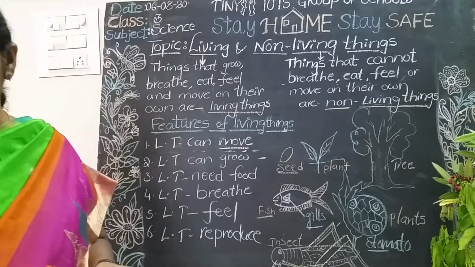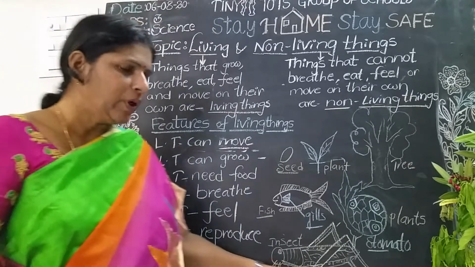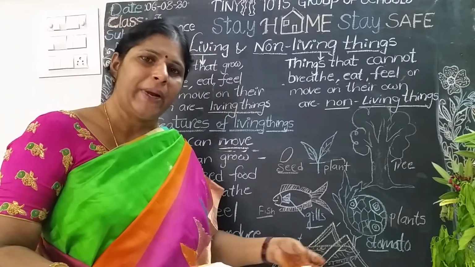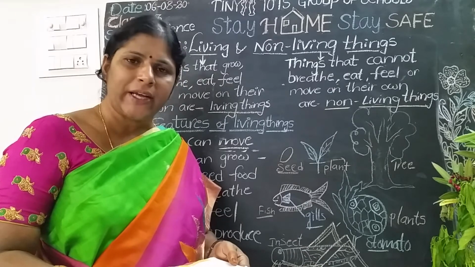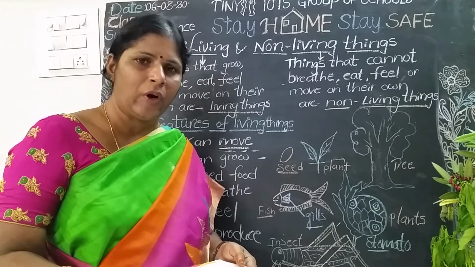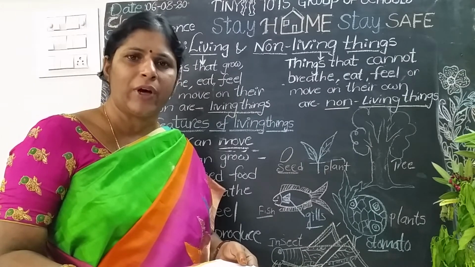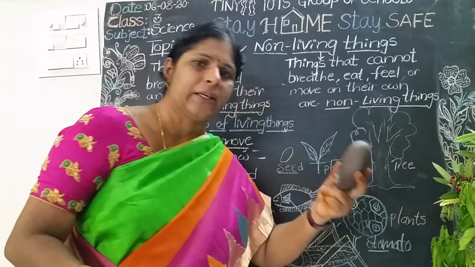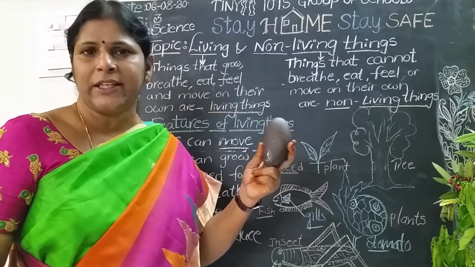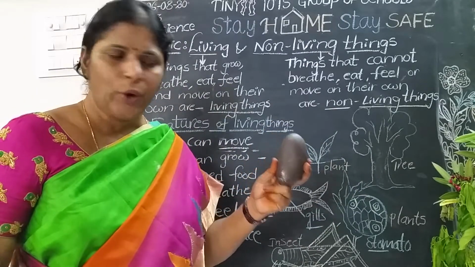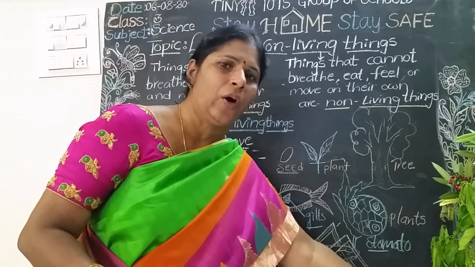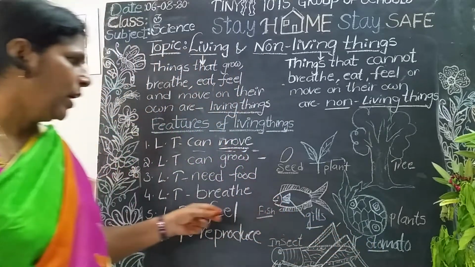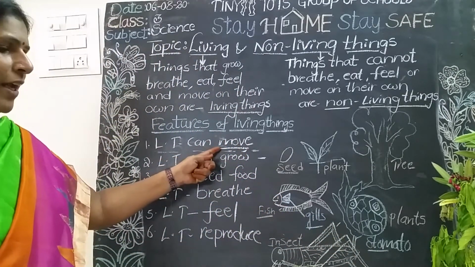Now, does your chair move on its own? Do your pet dog or toys move on their own? Not at all. They can't move from one place to another. See here, this is a stone. Does it move like you? No. So they are non-living things. All living things can move.